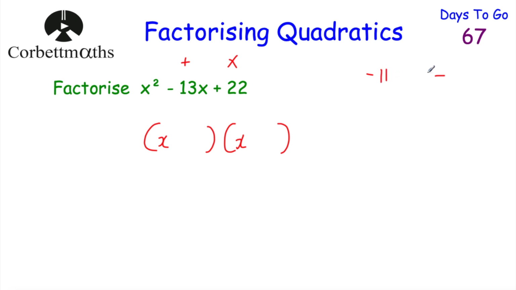And I'm thinking negative 11 and negative 2, because negative 11 times negative 2, well, 11 times 2 is 22, so negative 11 times negative 2, and negative times negative is a positive, that'll be 22. And negative 11 plus negative 2 means it go back down 2, so it'll be negative 13. So that means in our brackets we would have x minus 11 and x minus 2, and that would be that factorized, and that's it.